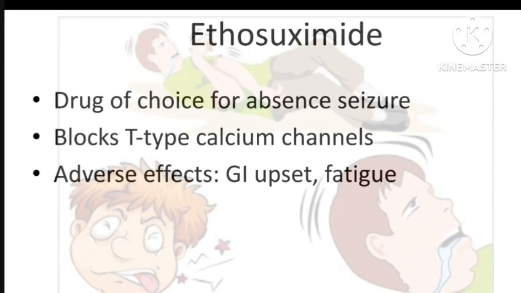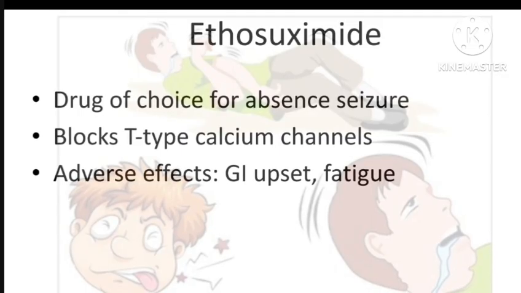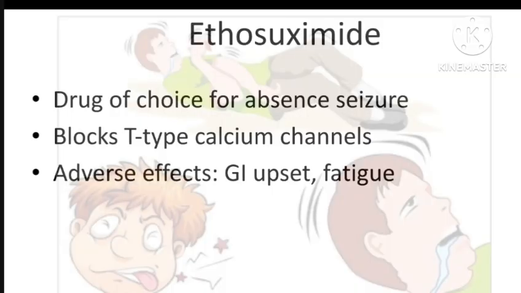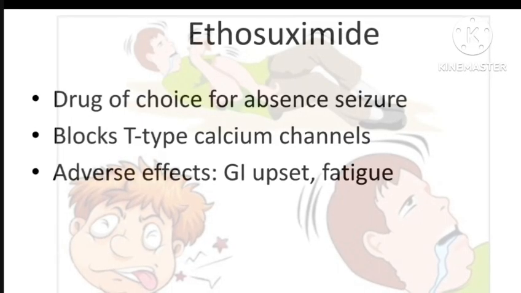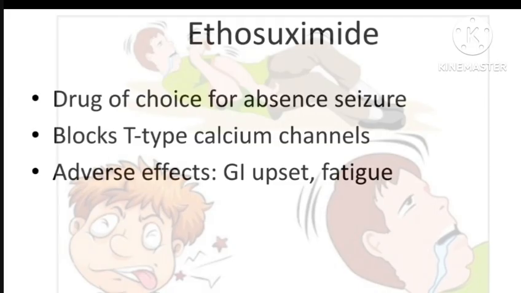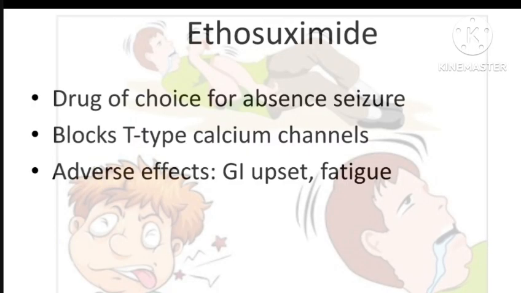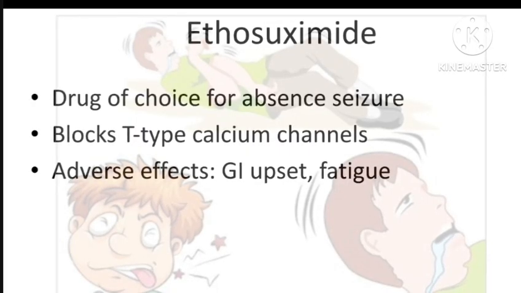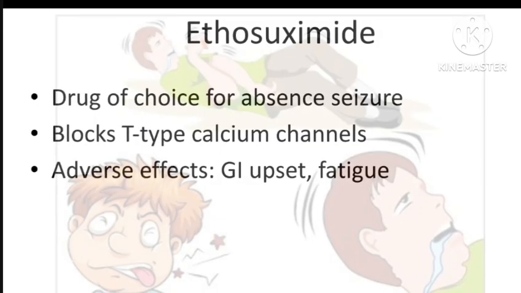Next, benzodiazepines. Examples: diazepam, lorazepam, and clonazepam. They increase the frequency of chloride channel opening via GABA-A receptors. They are used for status epilepticus, acute seizure control, and myoclonic seizures. Next one is lorazepam. It is commonly used in status epilepticus. The adverse effects are sedation, respiratory depression, and dependence.